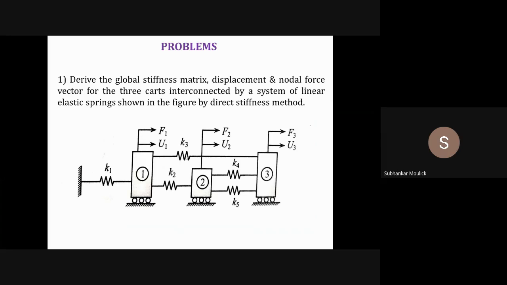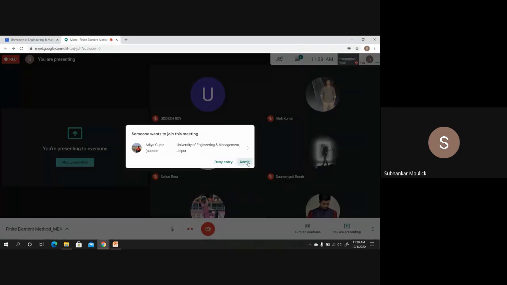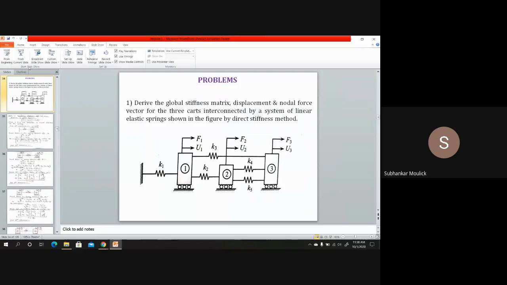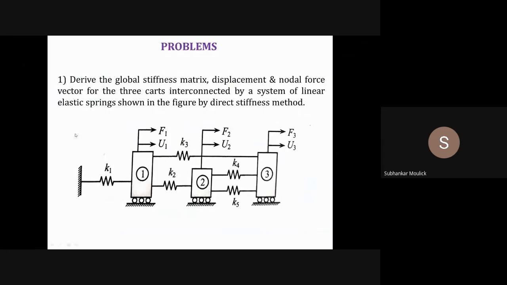Okay, so let us read the problem. The problem says: derive the global stiffness matrix, displacement and nodal force vector for the three carts interconnected by a system of linear elastic springs shown in the figure by direct stiffness method. That means I need to find the global stiffness matrix, the overall stiffness matrix for the entire system, as well as the displacement vector and nodal force vector in matrix form by direct stiffness method.